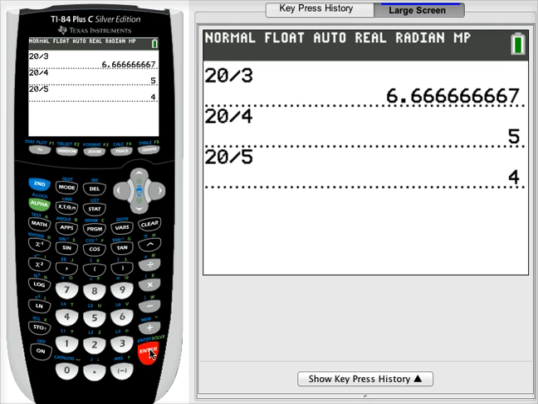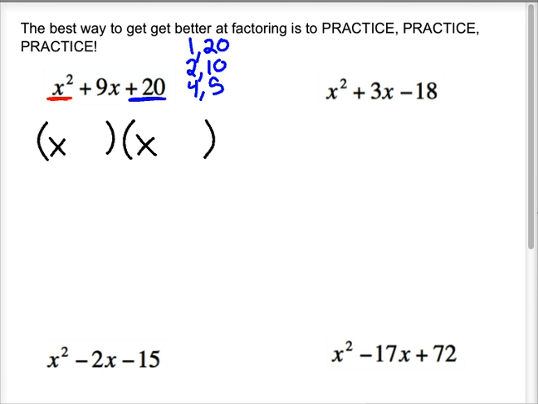Okay? So once we have our list there, we need to find two things that multiply to 20, which is where our list came from. But then they also have to add to 9. So I think you can see the ones that work that will also add to 9 are going to be 4 and 5, because we're going to get 4x from there, 5x from there, and that's going to add to give us 9x.